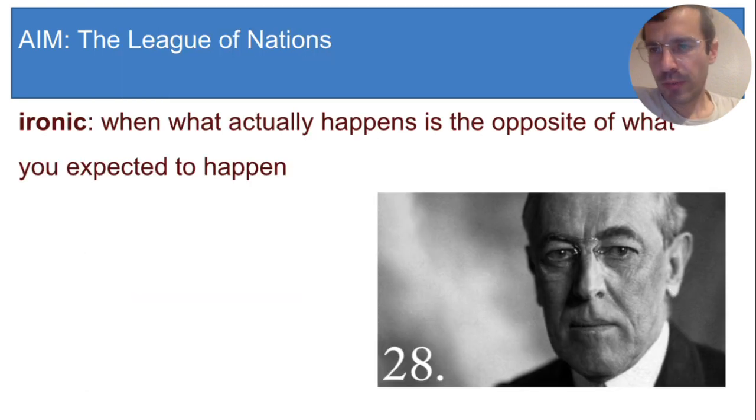Irony is what happens when what actually happens is the opposite of what you would expect to happen. So I could say that it's ironic that the US didn't join the League of Nations because it was the president of the US who proposed the idea in the first place. Wilson supported the League, but he could not get Congress to approve it.